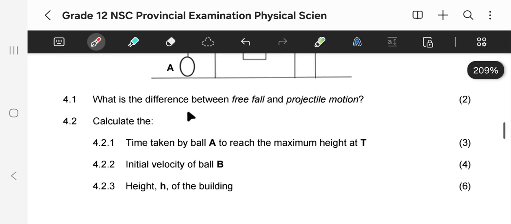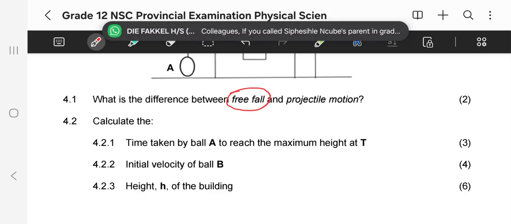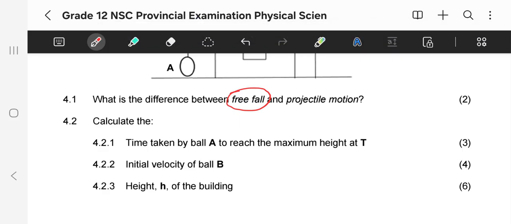Our question is asking, what is the difference between free fall and projectile motion? First and foremost, both of these things are motion, right? But if I specifically look at free fall, free fall is the type of motion whereby the only force acting on an object is the gravitational force. That's what free fall is, right? It's the type of motion whereby the only force acting on the object is the gravitational force.